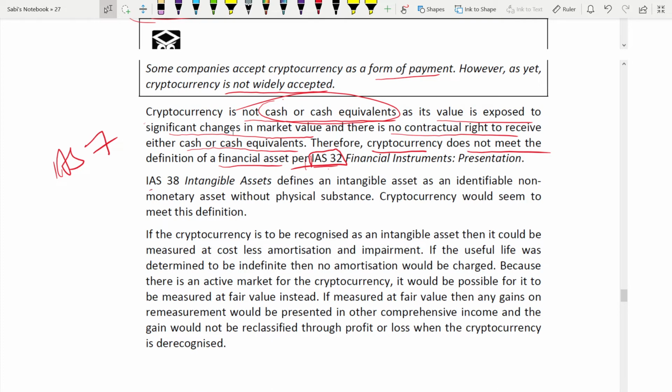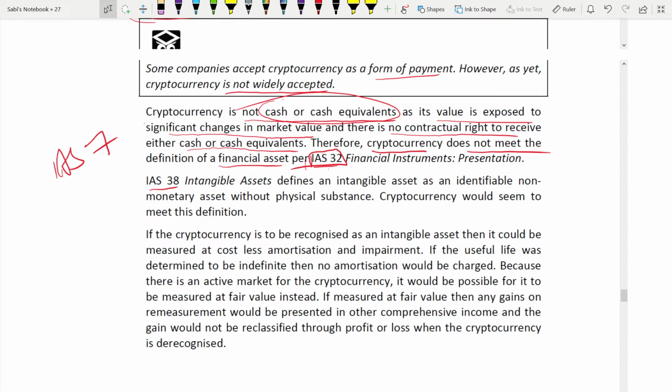Next, is it an intangible asset then? Sometimes it could be that it's neither an intangible asset nor a financial asset, but very rarely they give you such questions. If they ask you whether this or that, it should be one of them. That's what my experience is. So it should be an intangible asset because it's not a financial asset, but you should know the reasons.